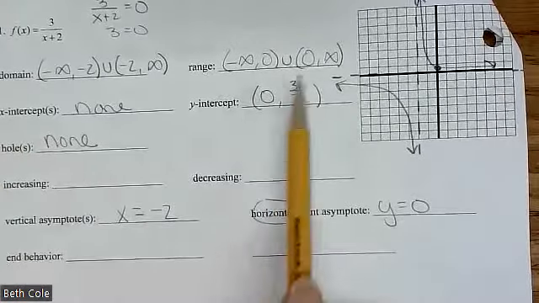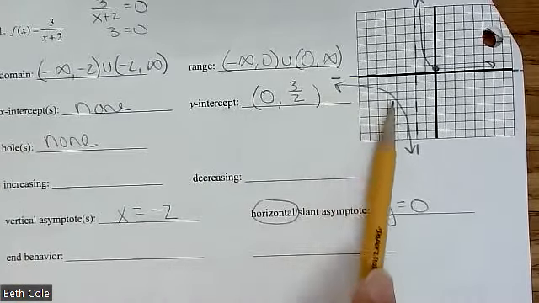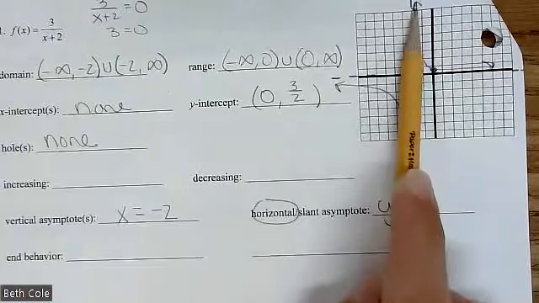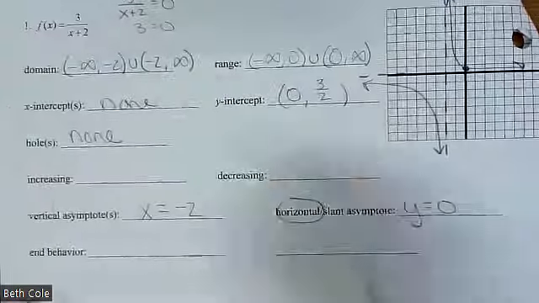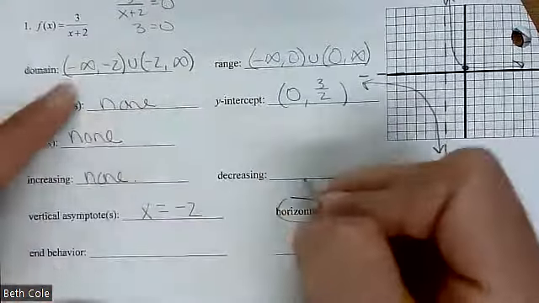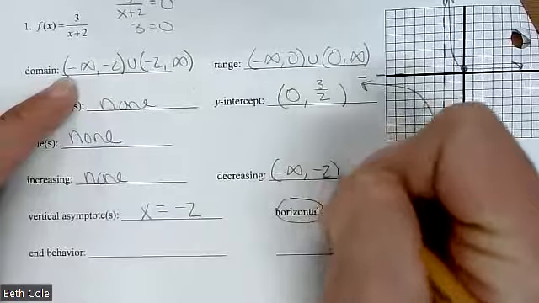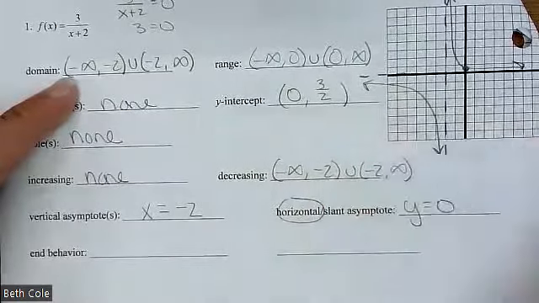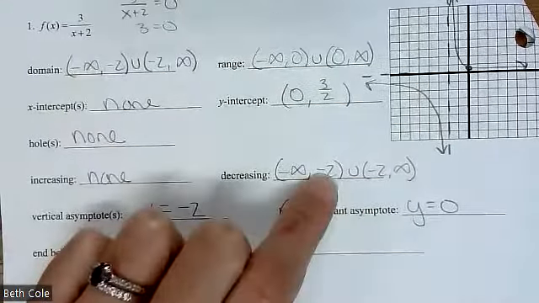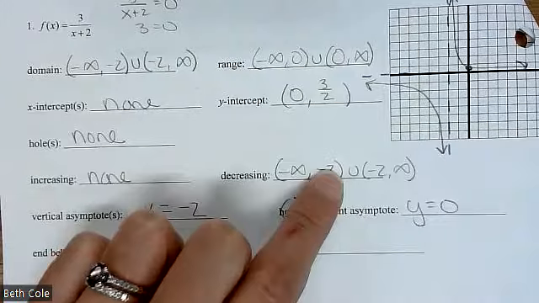All right, so watch, I'll point to it. As we read left to right, what's the graph doing? Yeah, decreasing, and still over here it is decreasing. So increasing is none. For decreasing, just copy over the domain. And if your domain is wrong, but you copy it over for decreasing, I'll give you credit for it here.